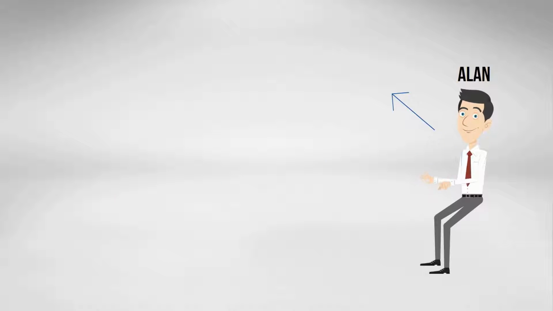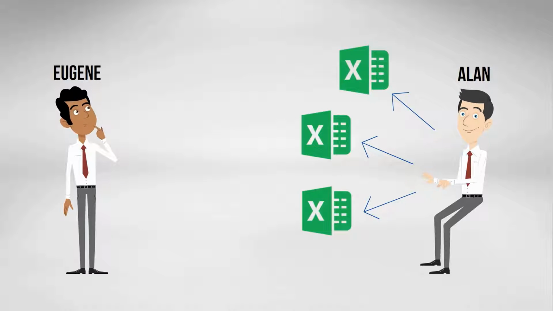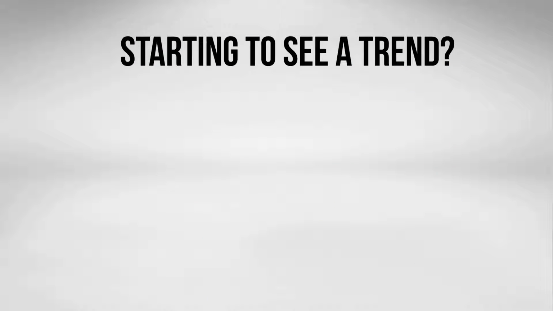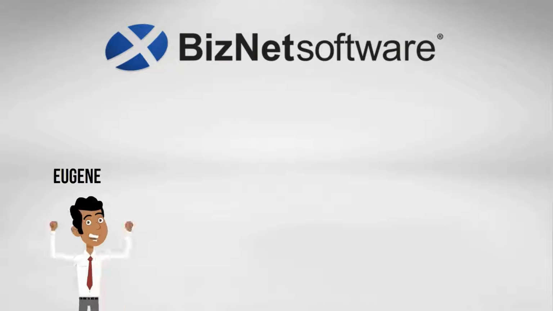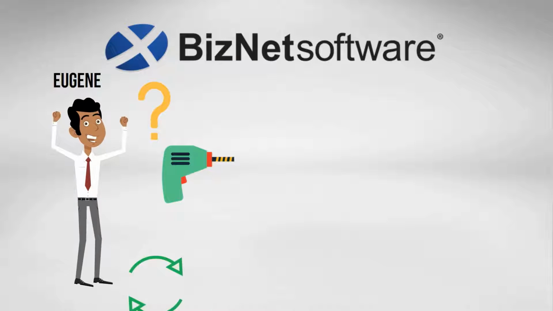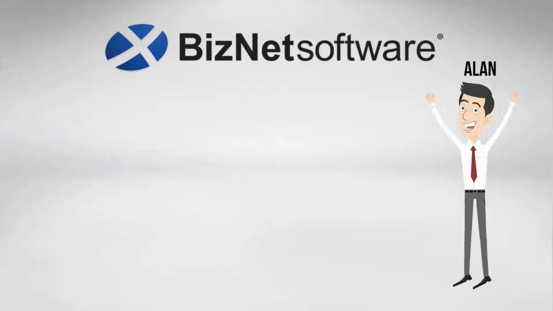Alan will spend a majority of his time building and modifying reports rather than analyzing data and identifying trends to help the business. Eugene would constantly be waiting for a new, updated report so that he could make his decisions. Are you starting to see a trend here? With BizNet software, Eugene can answer his own questions, he can drill down and see the numbers behind the numbers and know that the data is up to date and accurate in order to make the best decisions for the business. And what about Alan?